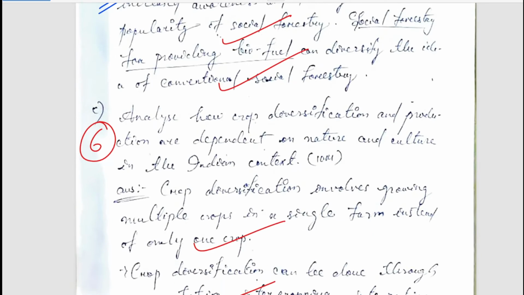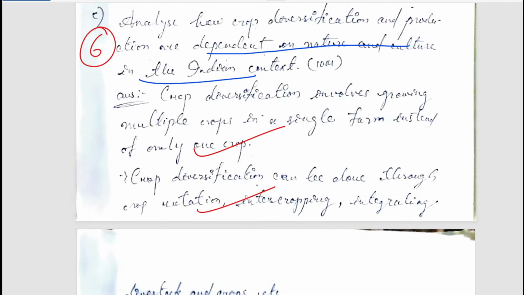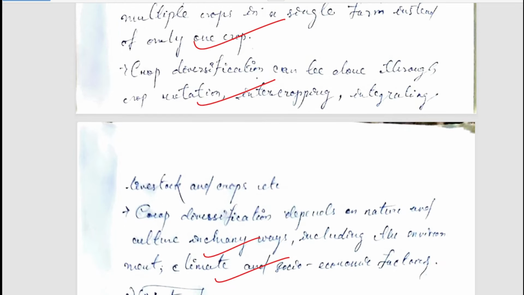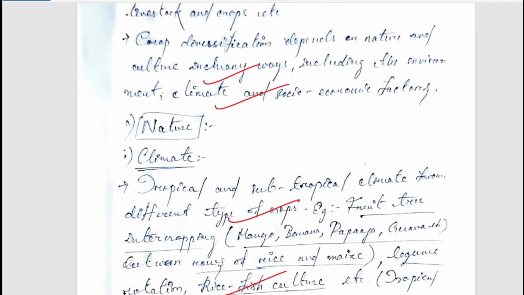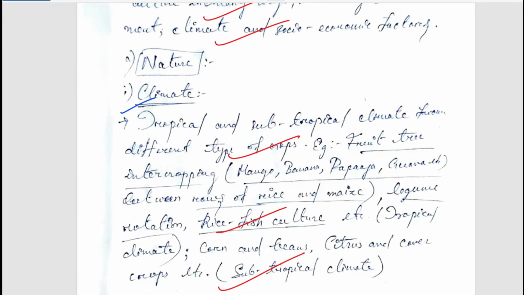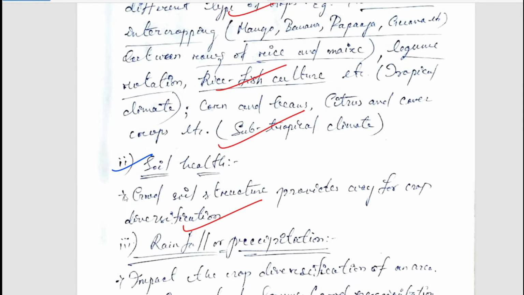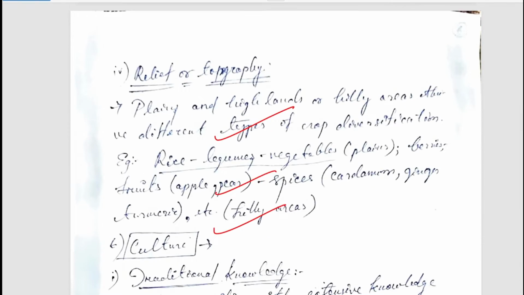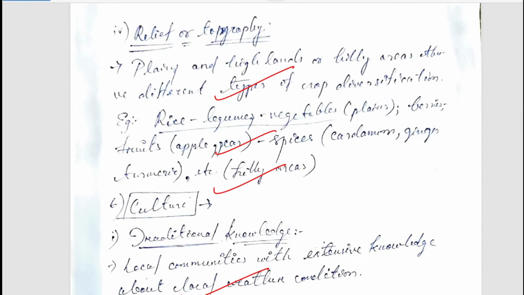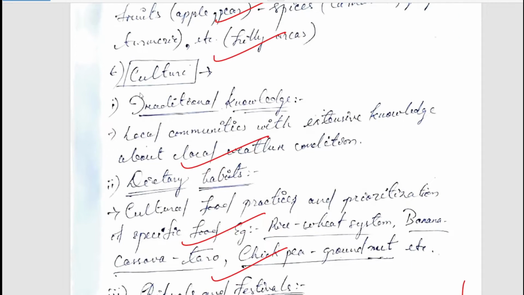Now let's move to the third question. The third question is, analyze how crop diversification and production are dependent on nature and culture in the Indian context. On nature, you can see that our crops are dependent on various climates, soil health, rainfall, and our participation. All these things are dependent on nature. Now culture: I think the nature part was easy to write, but many students would have been confused in the culture part of this answer, but the student has written very well.